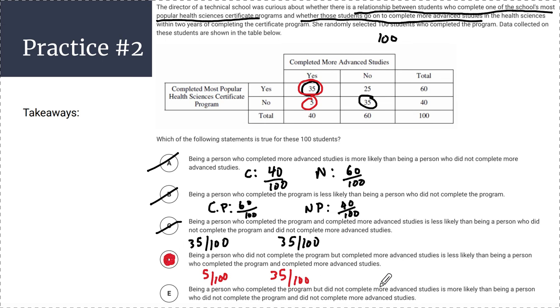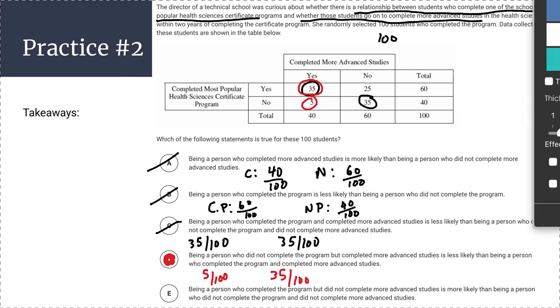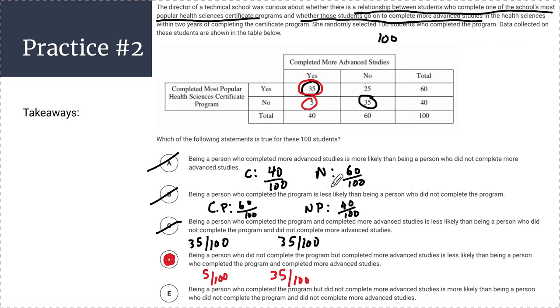E says being a person who completed the program but did not complete more advanced studies is more likely than a person who did not complete the program and did not complete more advanced studies. So if we wanted that, I can do that in a different color. Being a person who completed the program but did not complete more advanced studies. So that's a yes, no category. 25 out of 100 is more likely than being a person who did not complete the program, so no, and did not complete more advanced studies. So that's the no and no. So that'd be 35 out of 100.